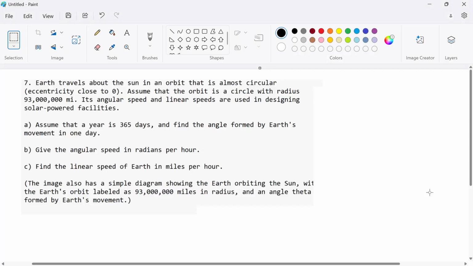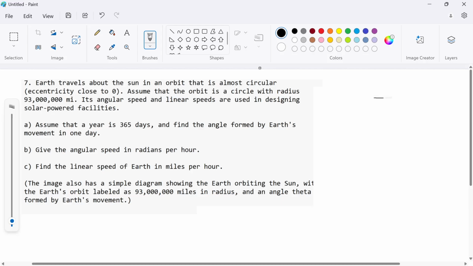So here's a question. It's about angular speed and linear speed. Earth travels about the sun in an orbit that is almost circular, so eccentricity close to zero. Assume that the orbit is a circle with radius 93 million miles. Its angular speed and linear speeds are used in designing solar-powered facilities so that they can tilt the mirrors to catch the sun the right way as the Earth is moving. A year is 365 days. Find the angle formed by the Earth's movement in 1 day.